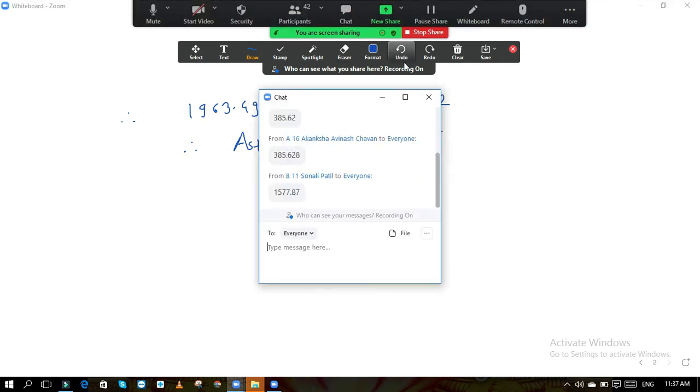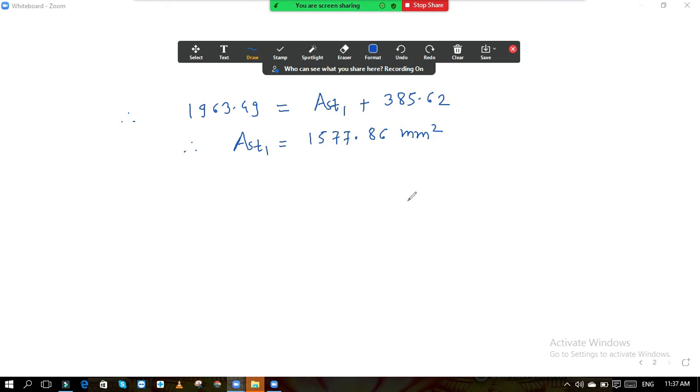We have got the areas of steel for all three sections. This area of steel is that of the singly reinforced section, 1577.86. If you add this additional 385.62, which is the AST of the additional section, you will get the total AST, that is 1963.49. It is the AST of your doubly reinforced section.